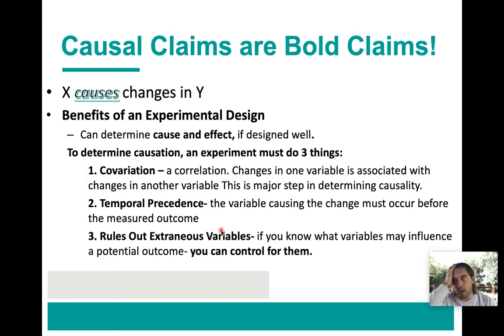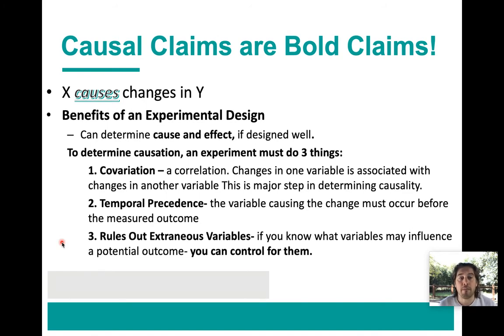So, an experiment allows us to make a causal claim, which is our most bold type of claim, that X causes a change in Y. They're not just related to each other. One variable causes changes in another variable. So the advantage to a causal claim is that we can determine cause and effect. Maybe the ultimate goal of research: understand exactly what causes something else to happen.